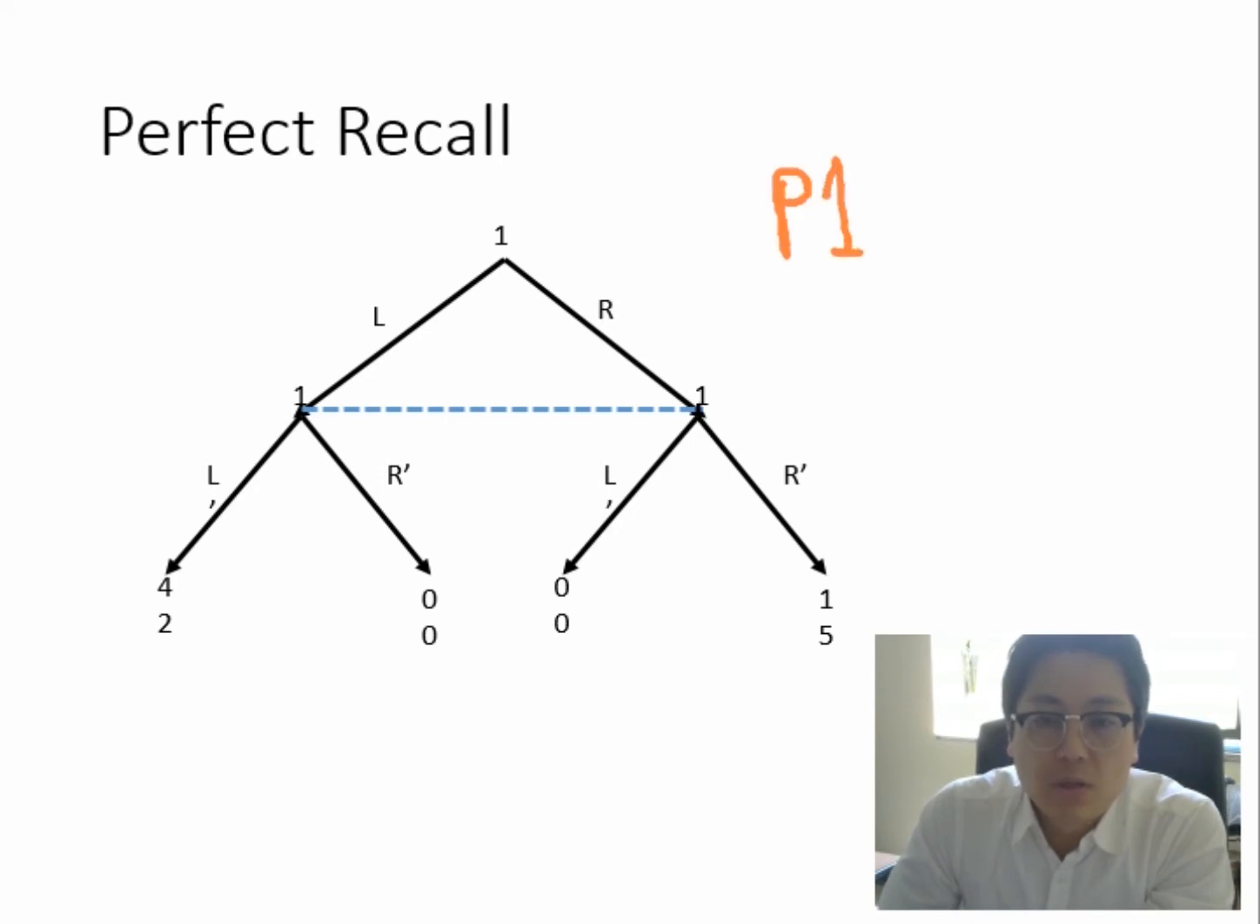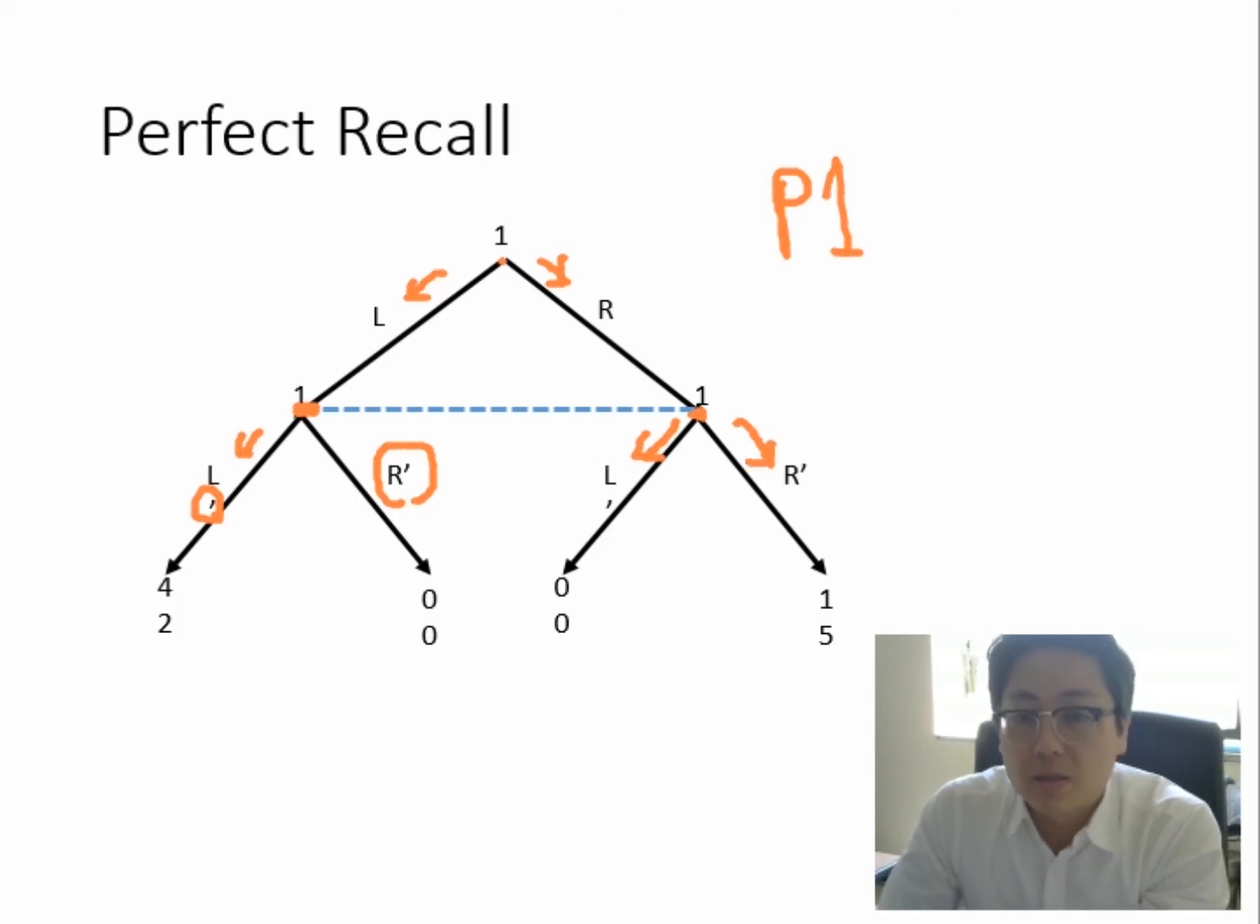First, the player chooses between left and right. Once this node is reached, the player will choose left. Actually, there is a prime here, so L prime and R prime. If this node is chosen, then player one will choose L prime or R prime. Okay? This game tree does not violate the first two rules.